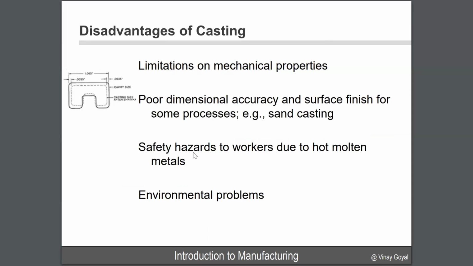Now, there are disadvantages of casting, and there are reasons why we don't use it widespread, although it's amazing. There are limitations on the mechanical properties you can achieve. Another one is there's poor dimensional accuracy. And like I said before, the surface finish can be a problem for some of the processes. Safety hazards can be an issue due to hot molten metal, but that has been reduced with additional safety protocols. And there are environmental problems. One of the things I want to mention here is that the mechanical properties can be a big issue. The kinds of defects you can have in casting can also be an initiation point for failure. And that is something that we really try to pay attention to.